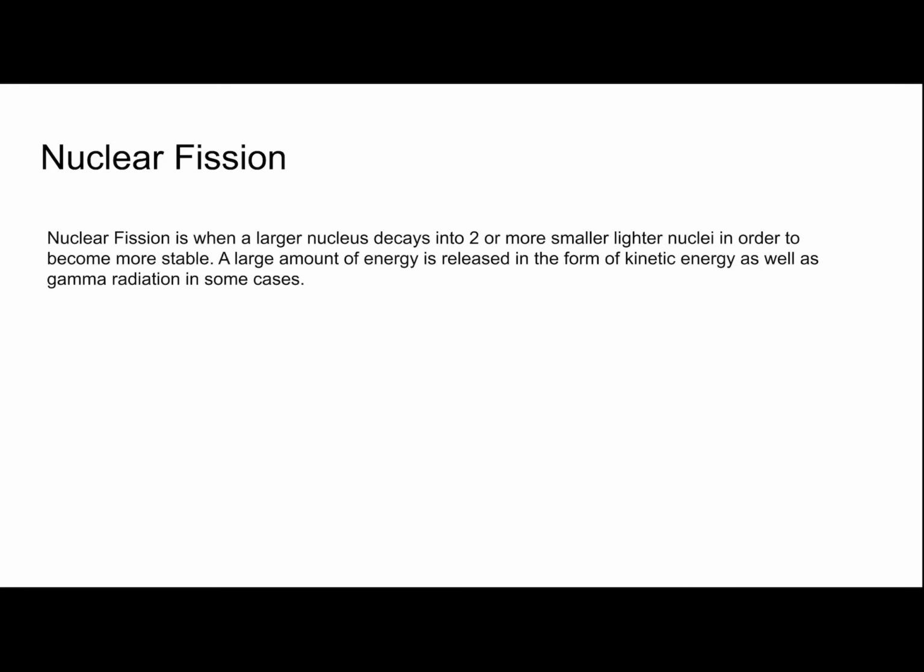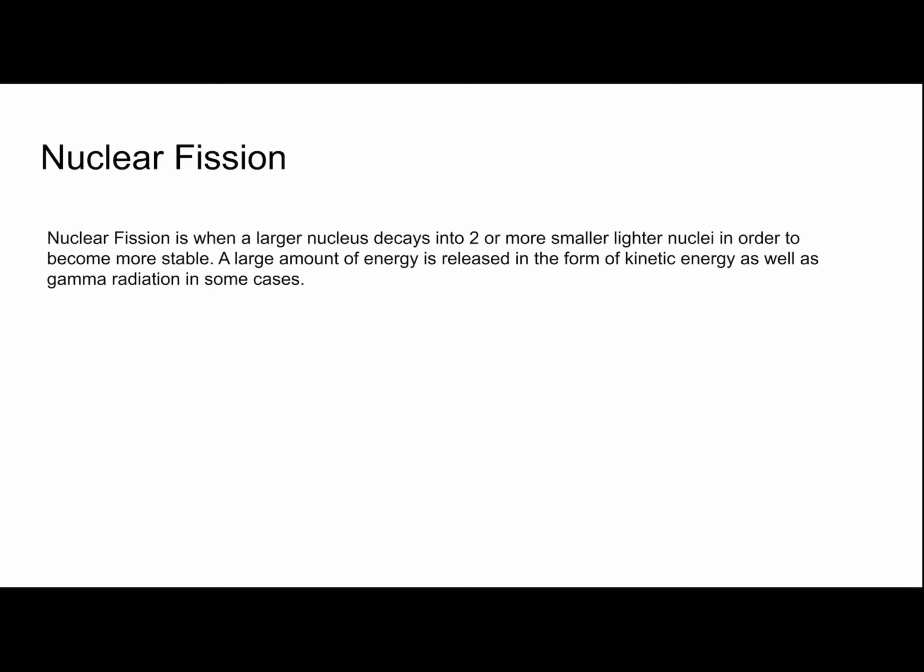Alright, so nuclear fission, okay? So nuclear fission is when a larger nucleus decays into two or more smaller, lighter nuclei in order to become more stable. So that's a key word. Bigger nuclei, we saw in the graph above, after the iron 56 nucleus, the stability began to decrease. So we see these very big nuclei. We know that because they are very big, the strong nuclear force I was talking about in slide 2 only acts at very small distances.